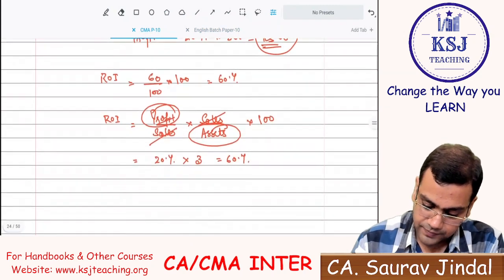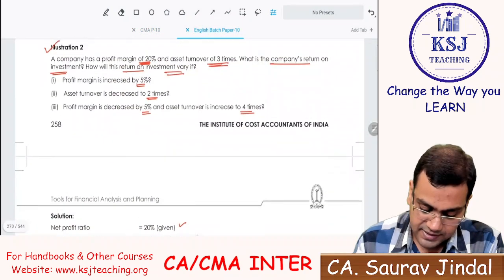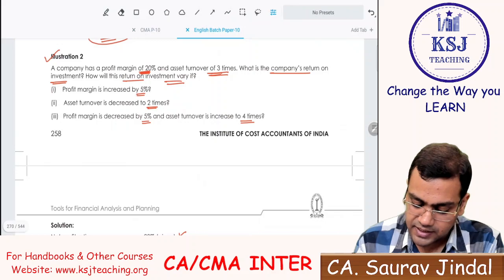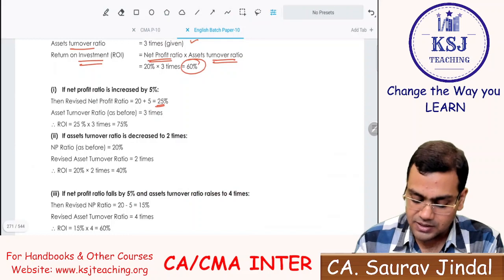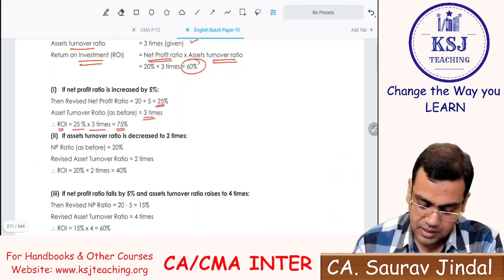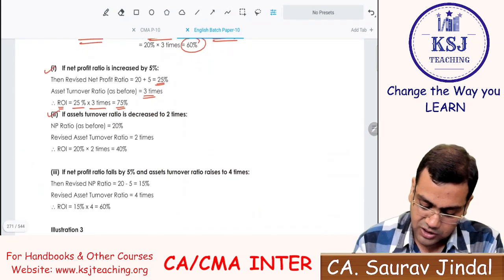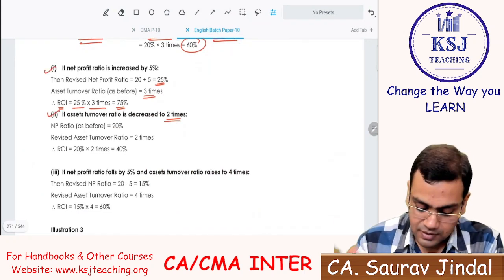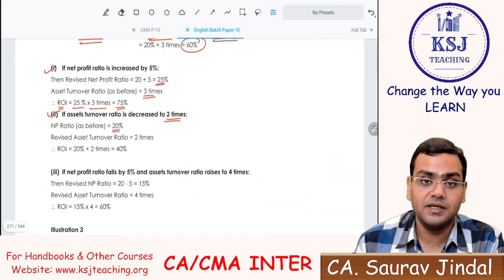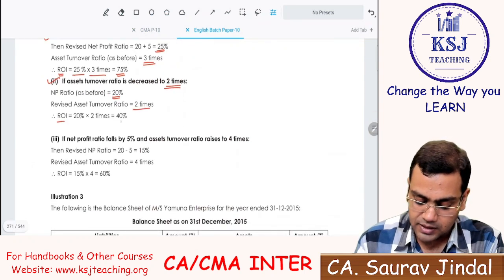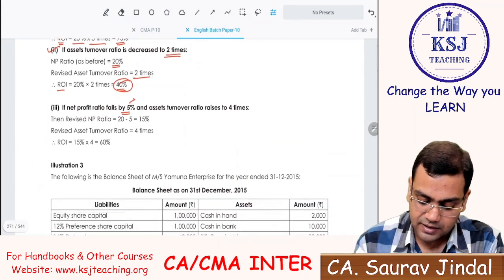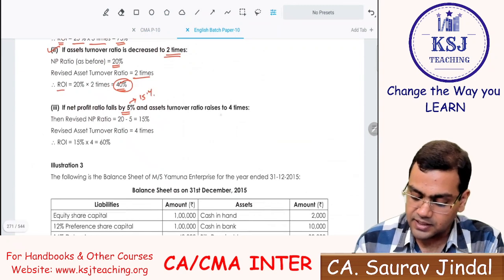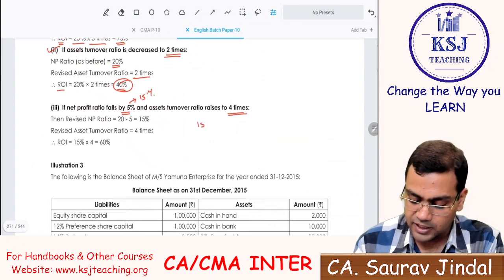No issues. After that, he has given different scenarios. If the profit margin is increased by 5%, that is the profit margin is now 25%, and asset turnover remains the same, that is 3, what will be the return on investment? That is 25% into 3, 75%. Then if the asset turnover ratio is decreased to 2 times, the net profit ratio is 20%, asset turnover ratio is 2 times, then ROI comes to 40%. If the net profit ratio falls by 5%, that is 15%, and the asset turnover ratio rises to 4, then 15 into 4, 60%.